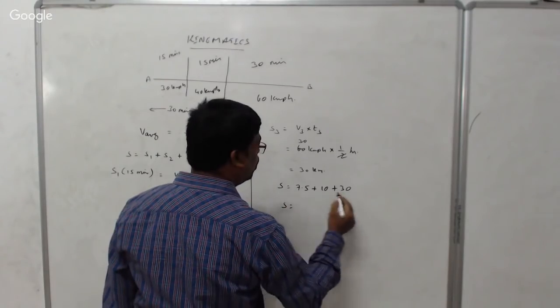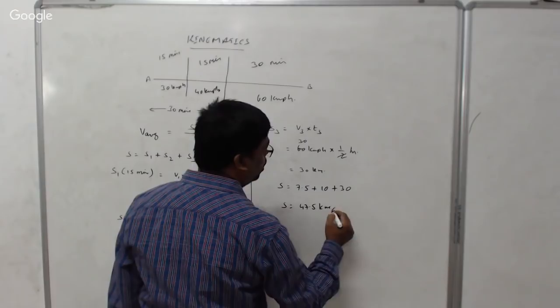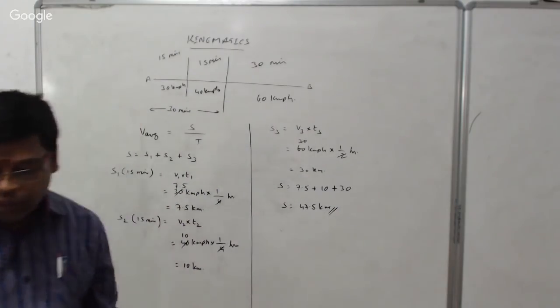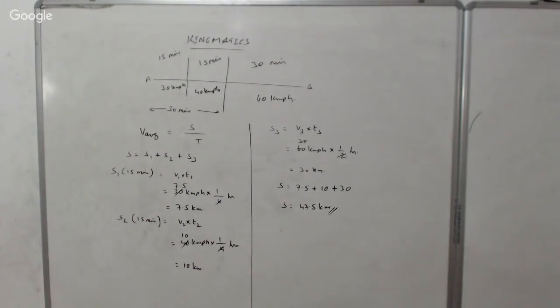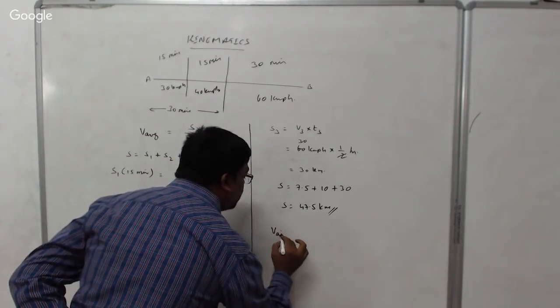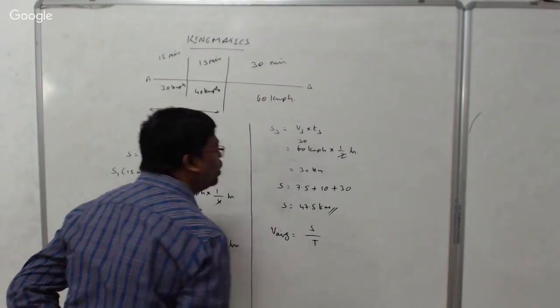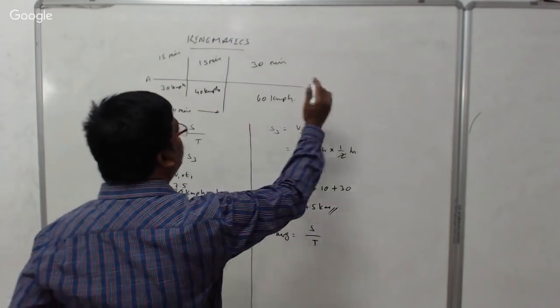Then S is equal to 47.5 kilometers. What he has to calculate? He has to calculate the average speed of the train for this journey. Average speed. Now coming to the average speed, V average is equal to total distance by total time. What is the total time here?